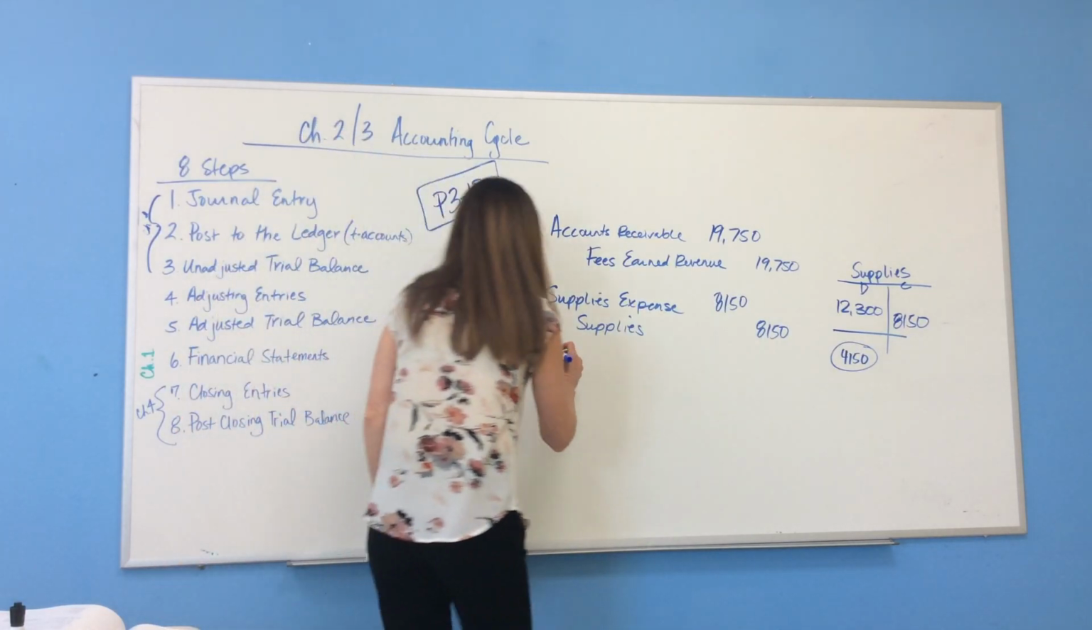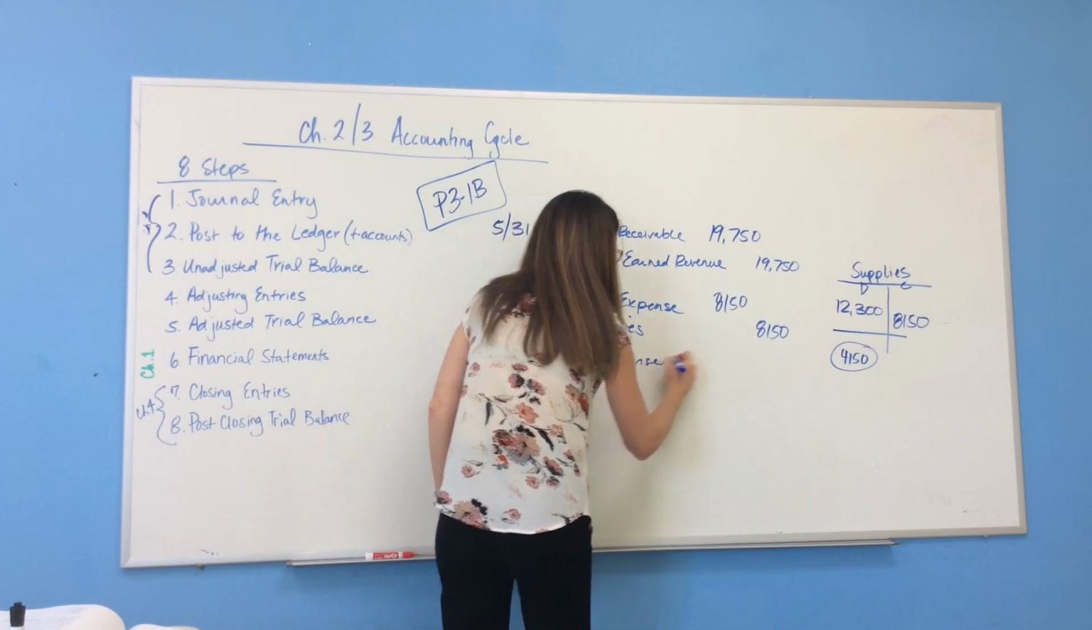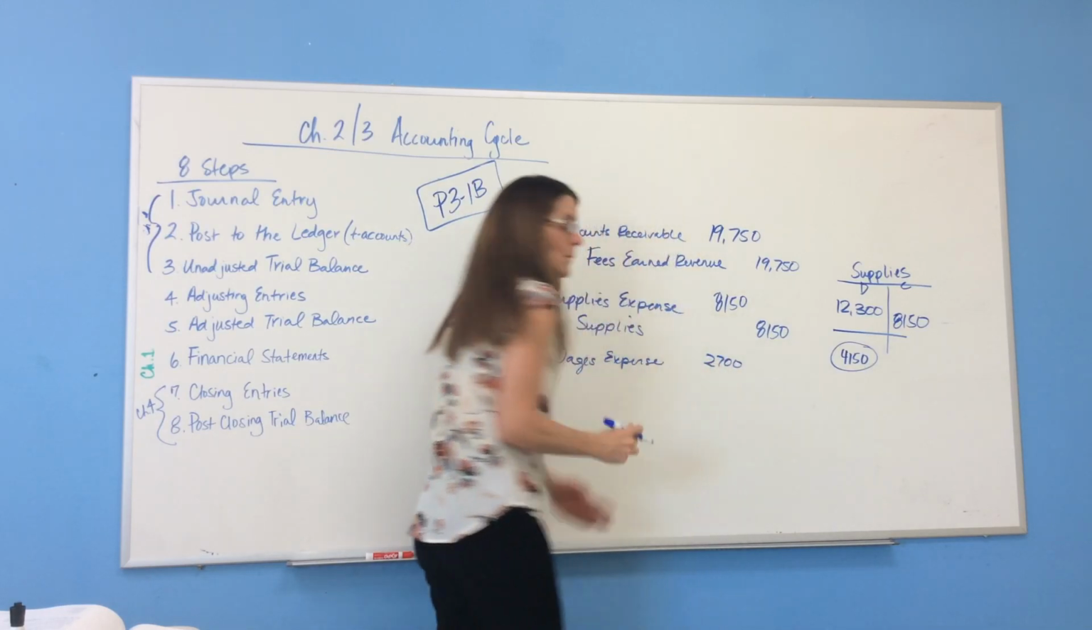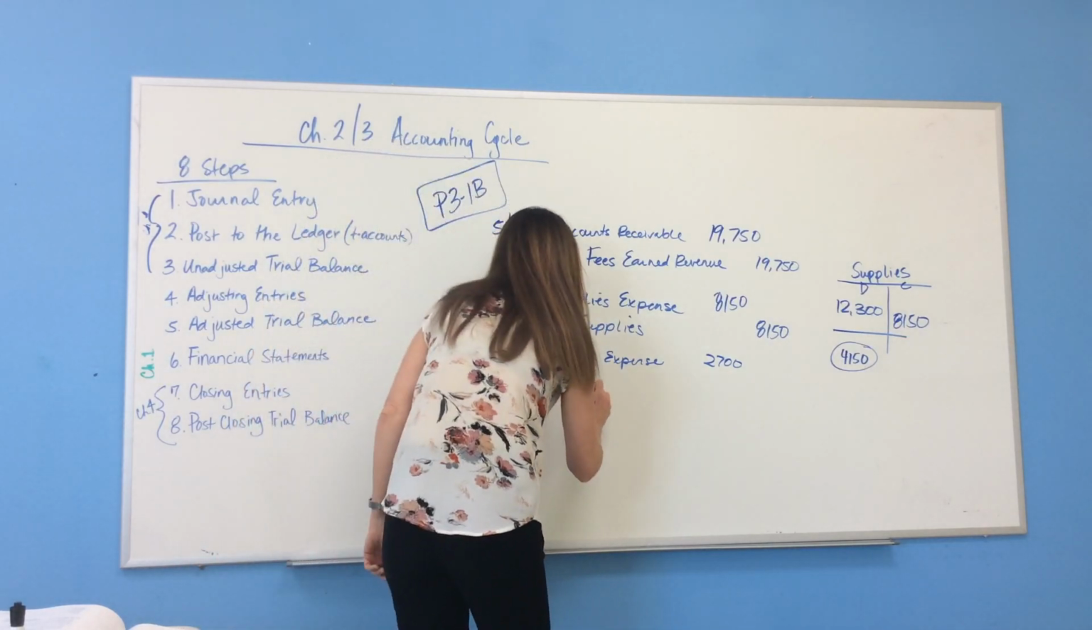I'm going to debit wages expense. And I'm not paying them. It doesn't say paid, it just says accrued, and I'm going to credit wages payable.